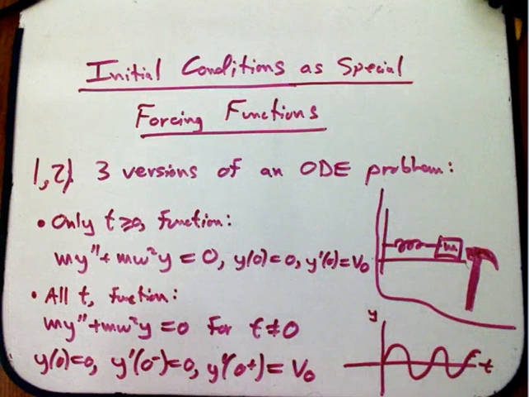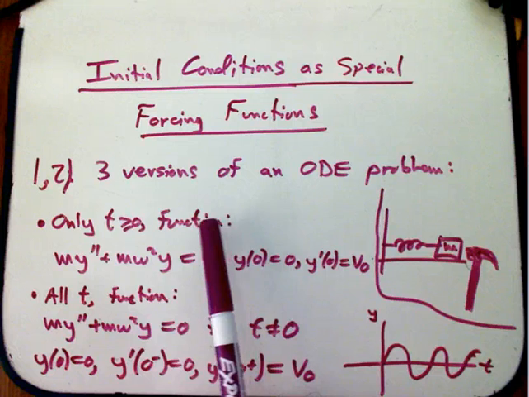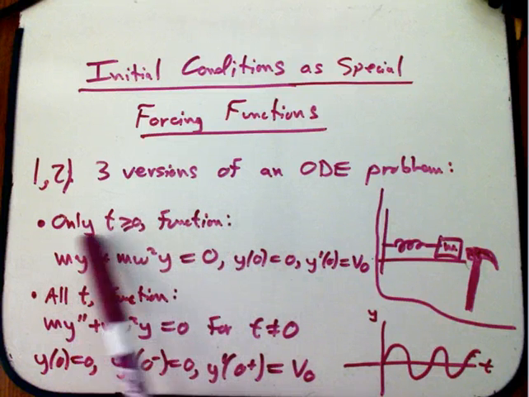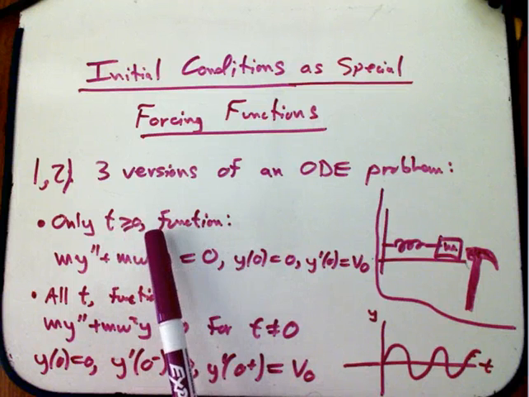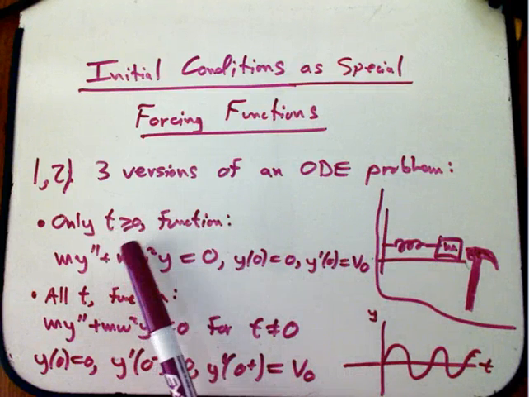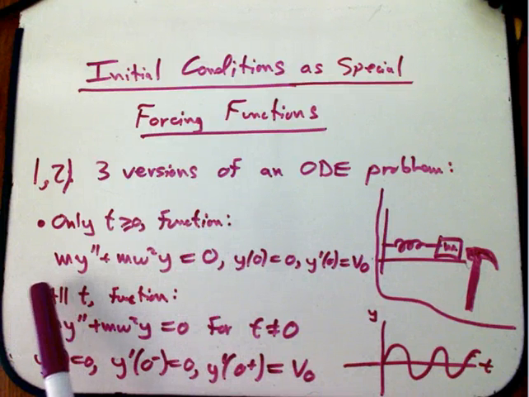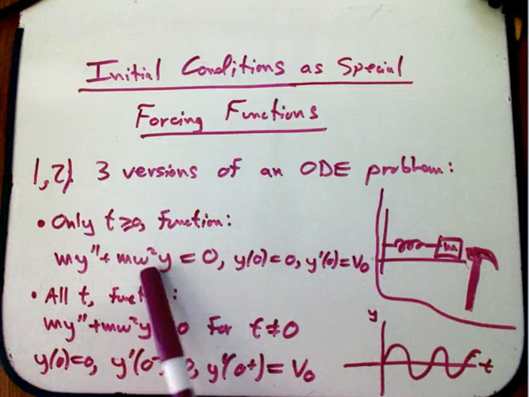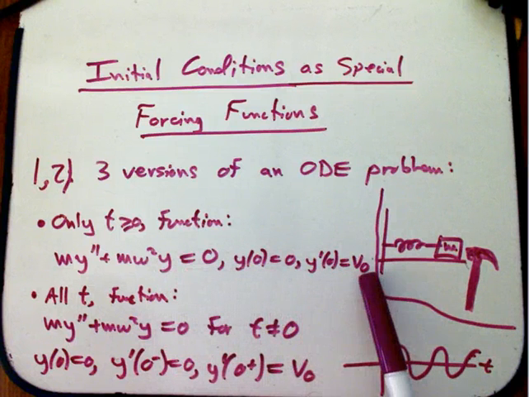So we've got a mass spring system, and I want to talk about three different ways that basically are equivalent to talk about them mathematically, and one of them using distributions instead of initial conditions. The typical way you'll see this is we only consider t greater than or equal to 0. That's our whole universe, the right half of the real line, using functions exclusively, no distributions. The differential equation is m y double prime plus m omega squared y equals 0, y of 0 equals 0, and y prime of 0 equals v naught.